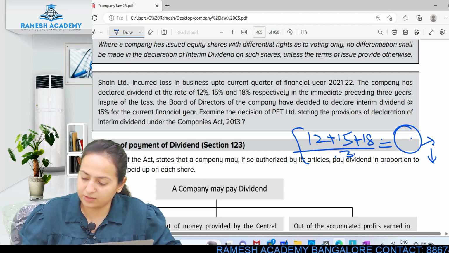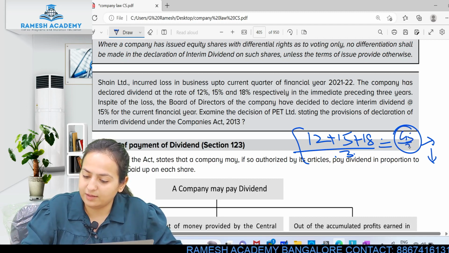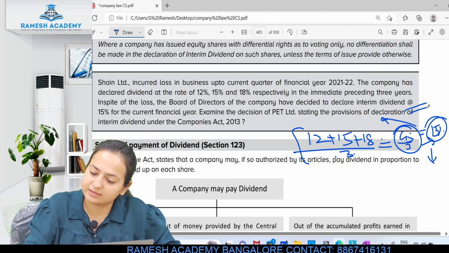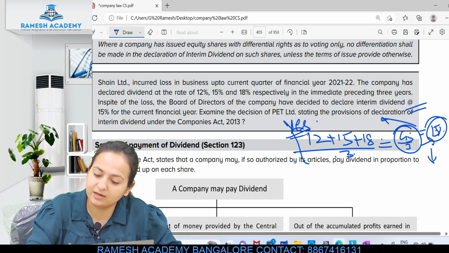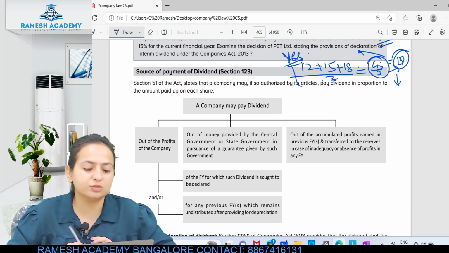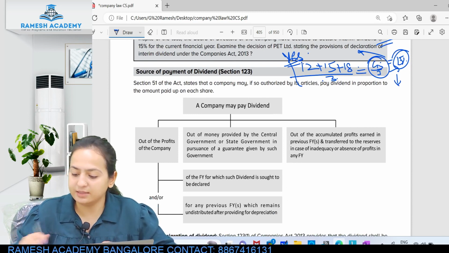It comes out to 45 divided by 3 is equal to 15. Exactly 15%. Yes, the company can declare the dividend. This is how you will declare. Yes. What are the sources of payment of the dividend?